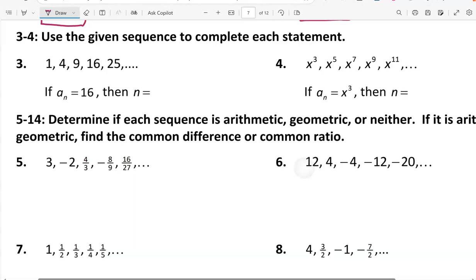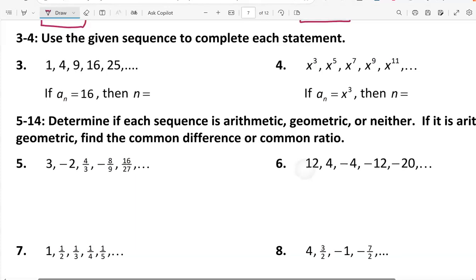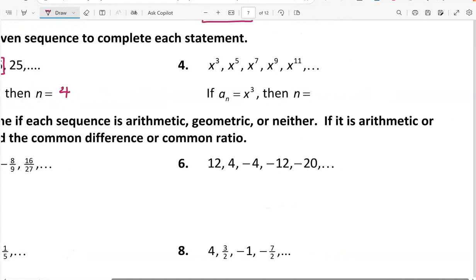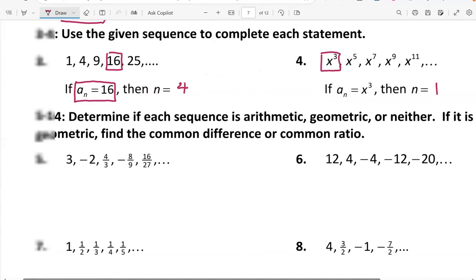In 3 through 4, we're again using the given sequence to complete each statement. This time, the statement is if a sub n equals 16, and look at 16's placement in the sequence, then n is equal to 4, because n is the number of the term. In 4, if a sub n is equal to x cubed, again look at x cubed's placement in the sequence, then n is equal to 1 because a sub n equals x cubed is the first term of the sequence.